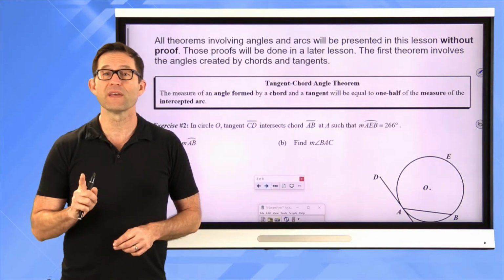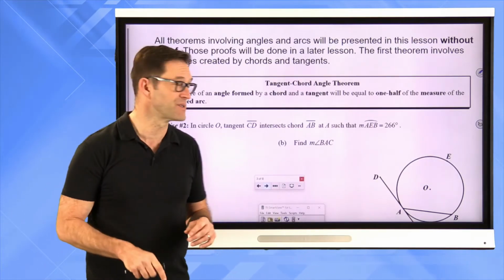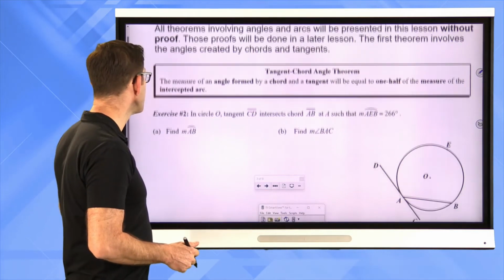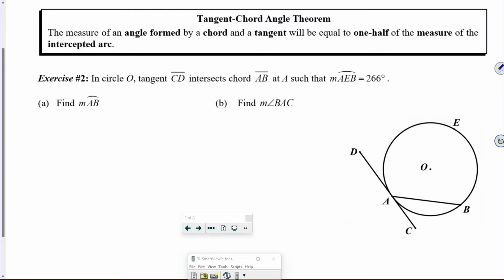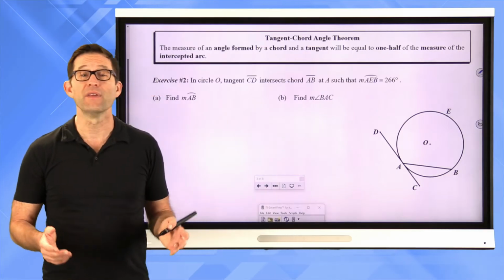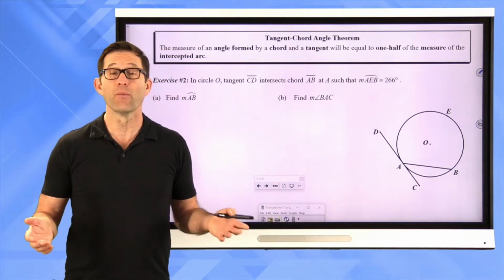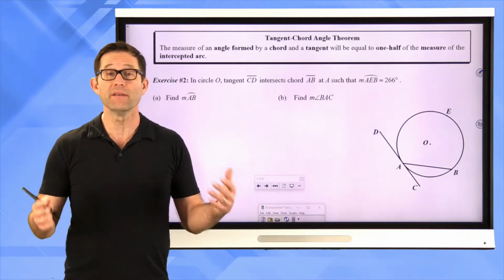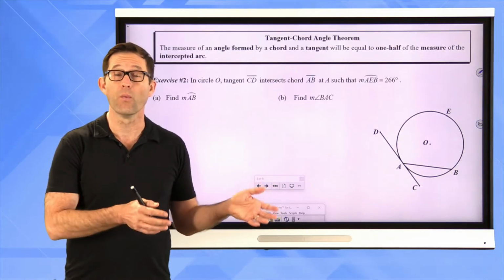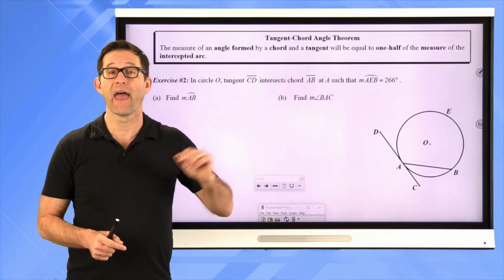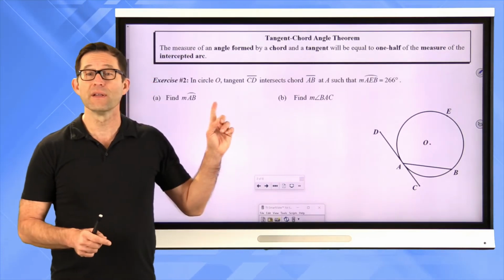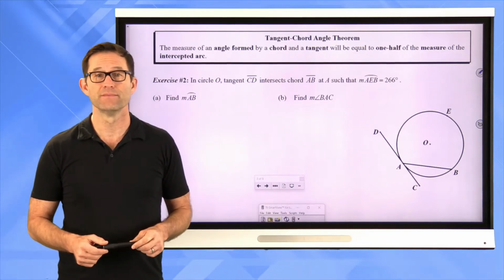Now, the first theorem involves the angles created by chords and tangents. So let's take a look at that one, and it's probably going to seem awfully familiar. We'll call it the tangent chord angle theorem. The measure of an angle formed by a chord and a tangent will be equal to 1/2 the measure of the intercepted arc. Now that sounds a lot like the inscribed angle theorem, and it really has the same form, right? The inscribed angle measure will always be 1/2 the arc that it intercepts, and the same is true when you have a tangent and a chord that form an angle. So let's apply that in exercise number 2.